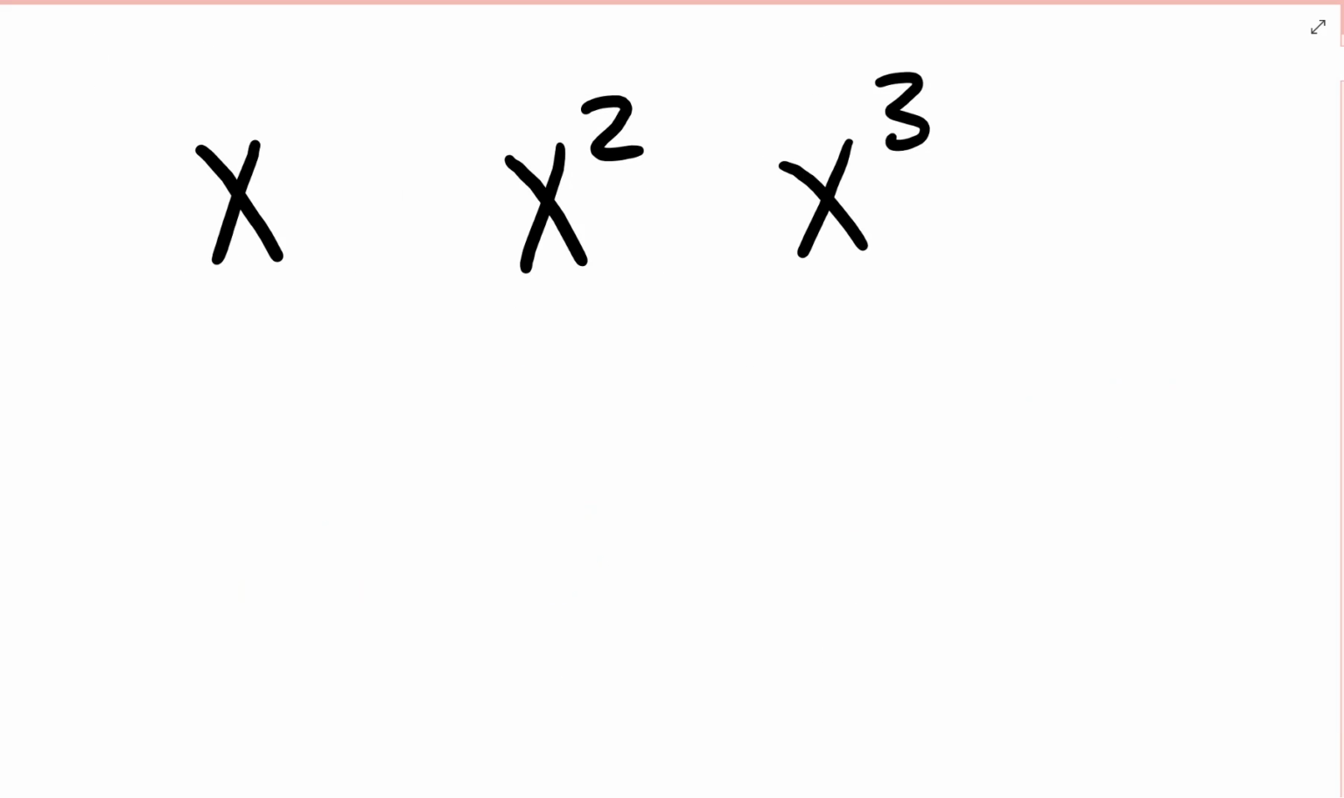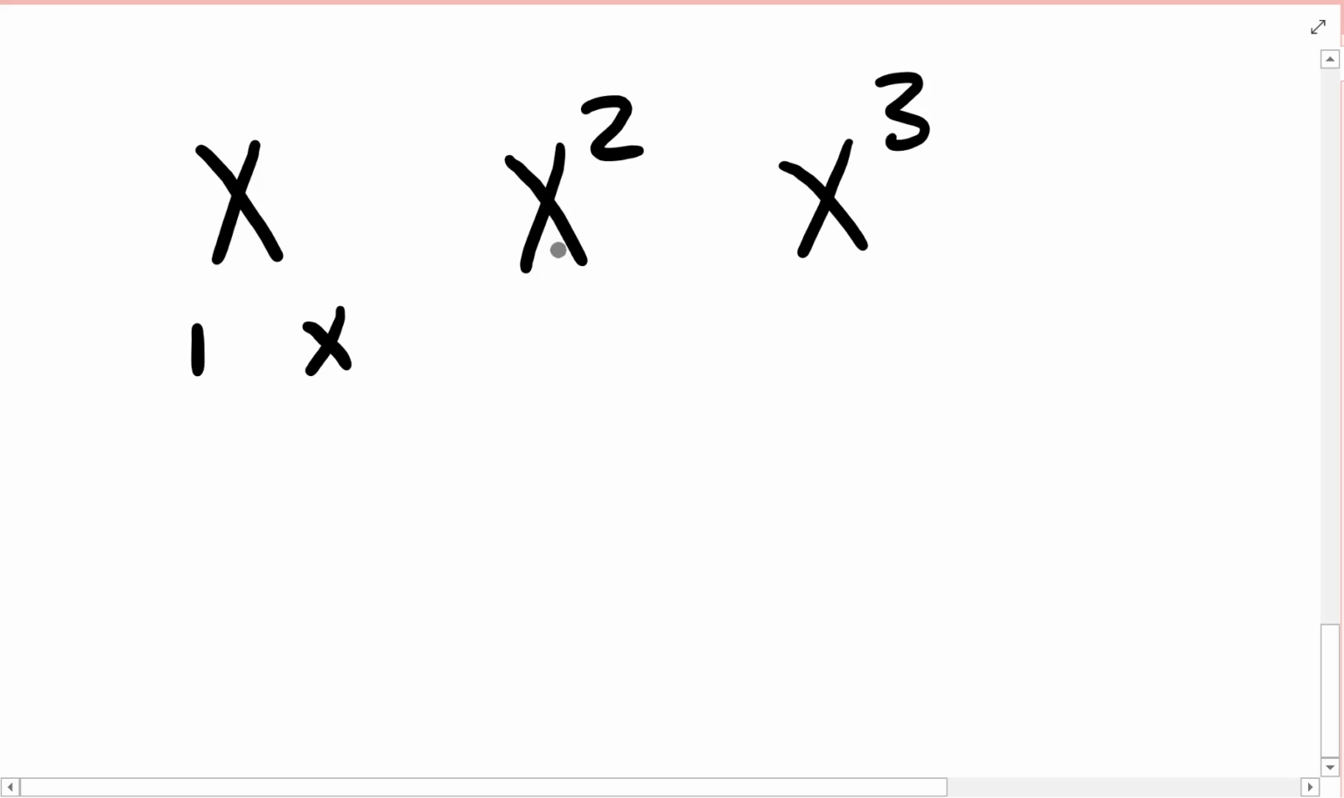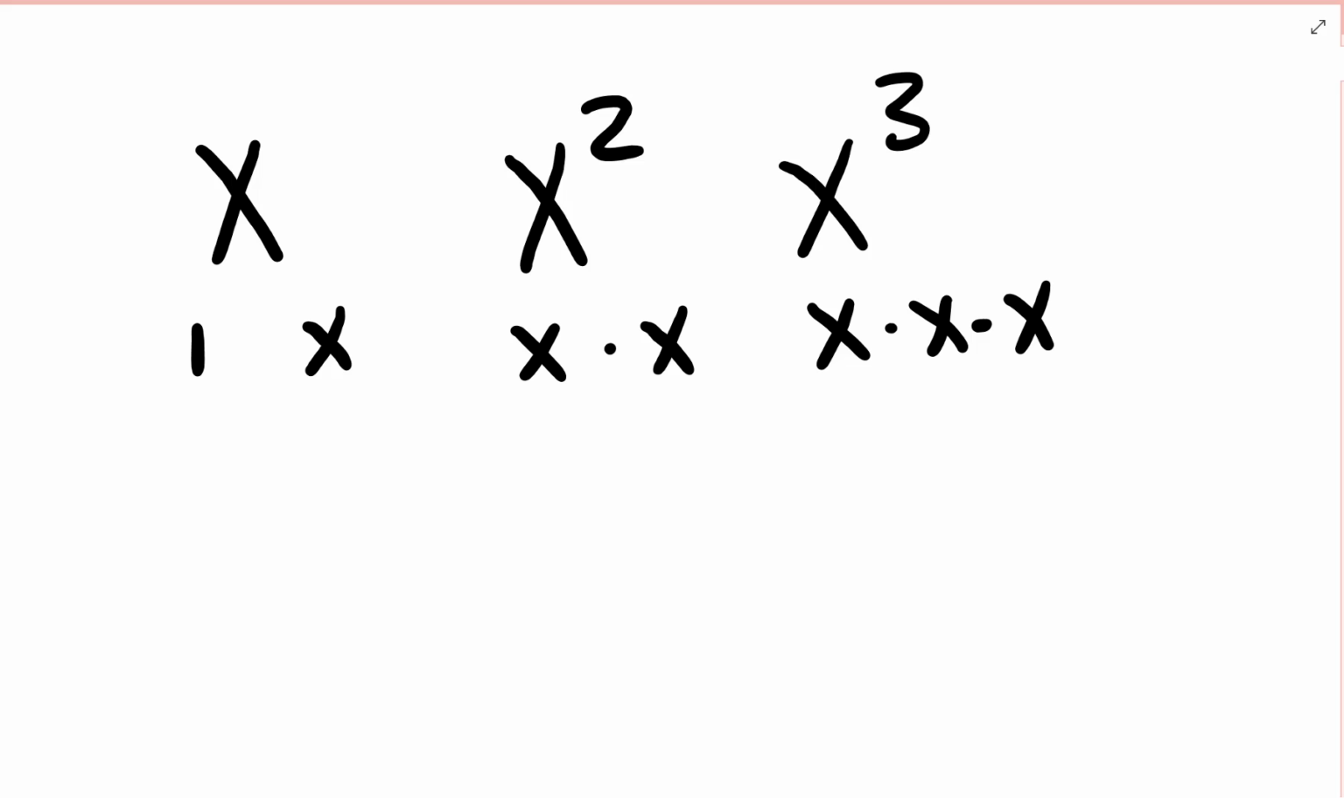What about when we have variables? Well, x is just 1 times x. x squared is x times x. And x cubed is x times x times x. There are 3 of them being multiplied by themselves here.